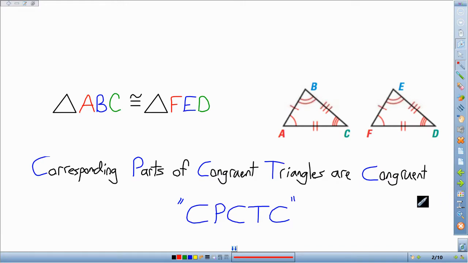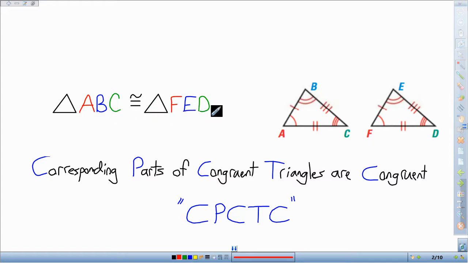Go ahead, take a minute, get this whole slide here. This is an important one. Here is what this slide's telling us. It's saying that these triangles are congruent to one another. Triangle ABC is congruent to triangle FED.